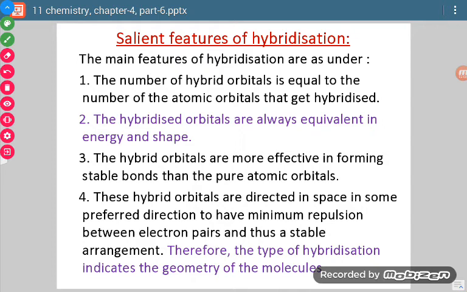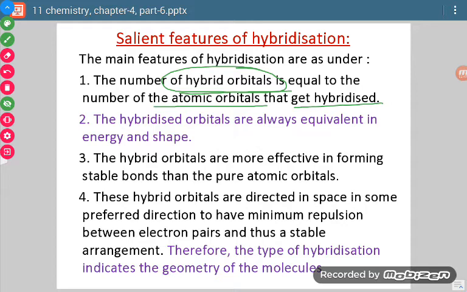Okay, so what are the different features of hybridization? What are the salient features that we will discuss first? Now see, first of all, the number of hybrid orbitals is equal to the number of atomic orbitals that get hybridized. Just like I said now, when we say sp3 hybridization, it means 1 s and 3 p orbitals are combining. So 4 are combining, then only 4 will be formed. The new orbitals formed will be termed as hybrid orbitals or hybridized orbitals. So what is the first point? As many orbitals are combining, that many orbitals are going to be formed.